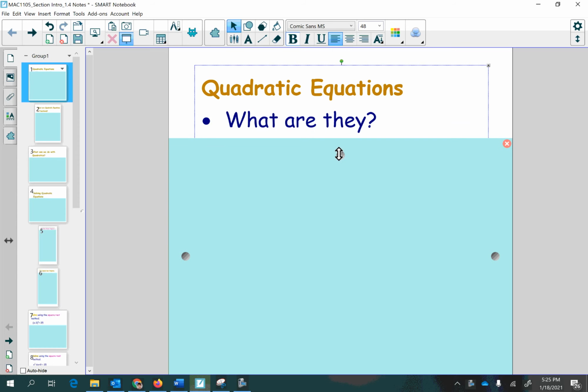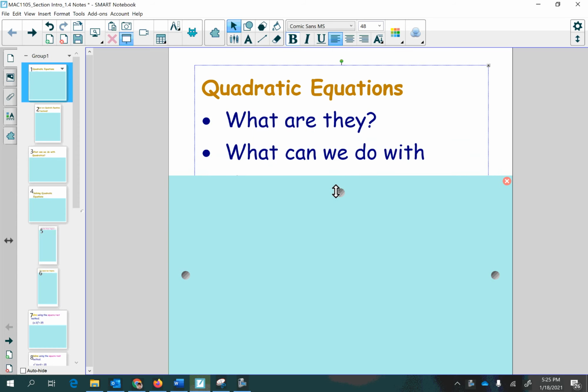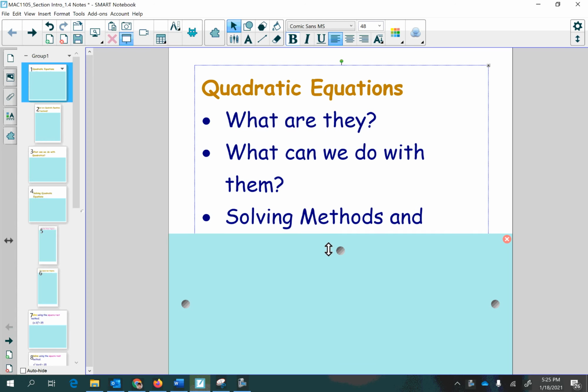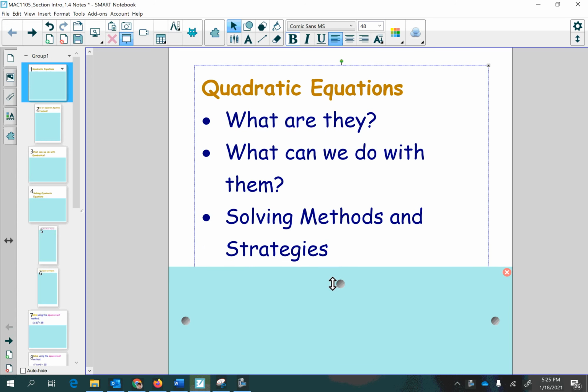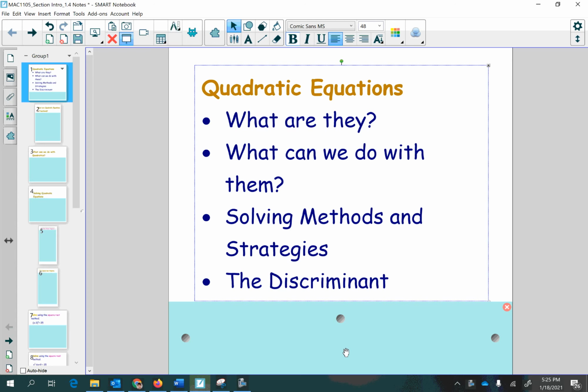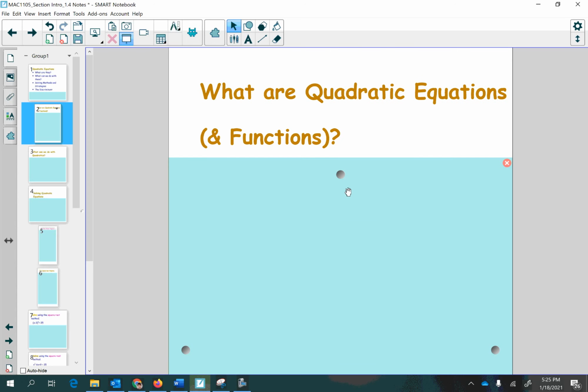We're going to talk about what quadratic equations are, what we can do with them, and solving methods, as well as strategies that go along with that, and this thing called the discriminant and what it's used for. So what are quadratic equations, first of all, because that's what this section is really about. And we're also going to talk about quadratic functions, which you will encounter later in the course, so I'll be connecting some of the dots as we go along here. But the main objective in this section is solving quadratic equations.